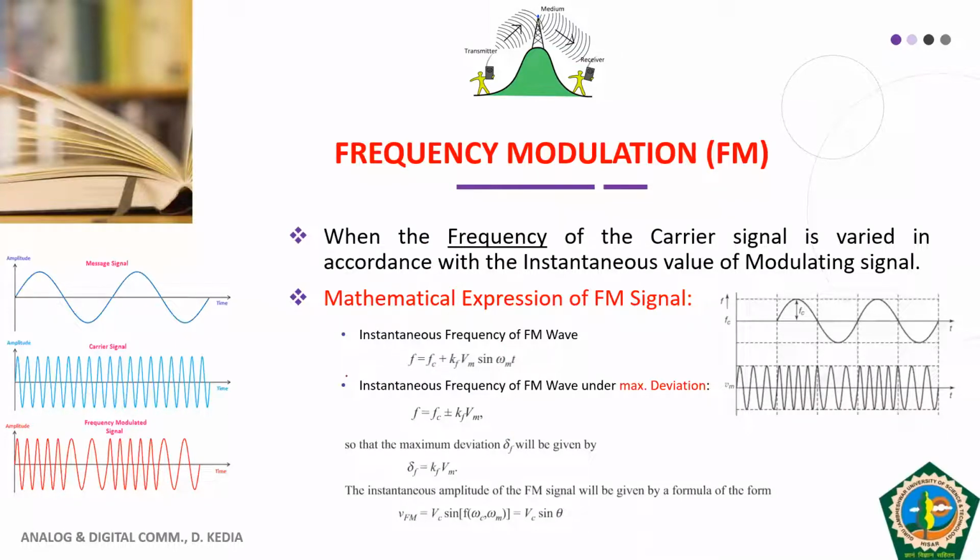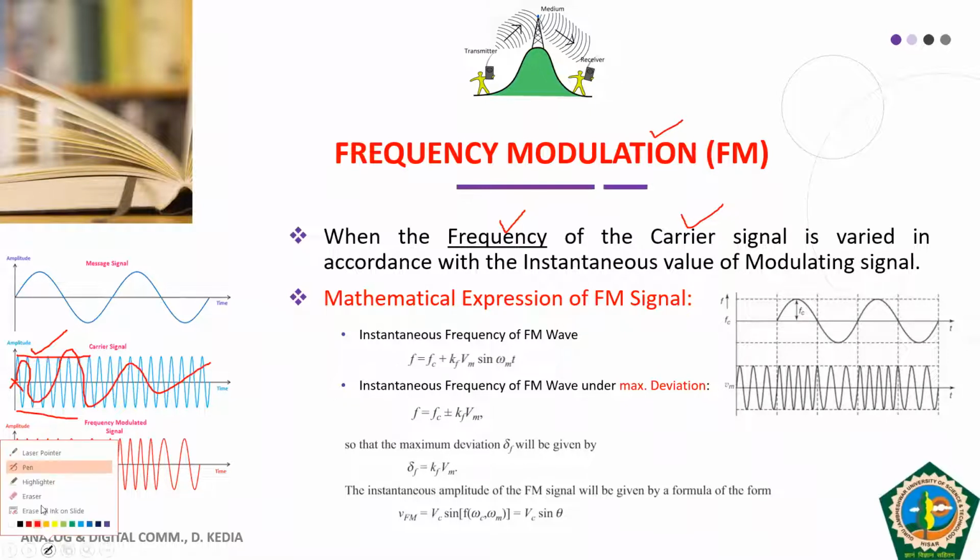As we discussed in AM, I told you there are three parameters which are defined for a given carrier signal. One is amplitude. This is your amplitude. Another is the frequency of the carrier signal, and the third thing is the phase. In amplitude modulation, the amplitude changes, and frequency and phase remain the same. In case of frequency modulation, the frequency of the carrier changes, whereas amplitude and phase remain the same.